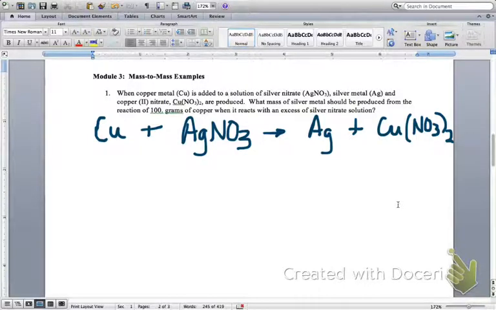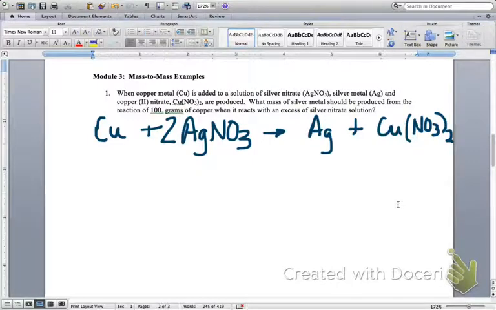No. How many nitrates do we have on the left? We've got one nitrate ion, polyatomic ion on the left. How many nitrates do we have on the right? 2. So how can I get 2 nitrates over here on the left? Put a 2 in front of the AgNO3. You got it. Okay?